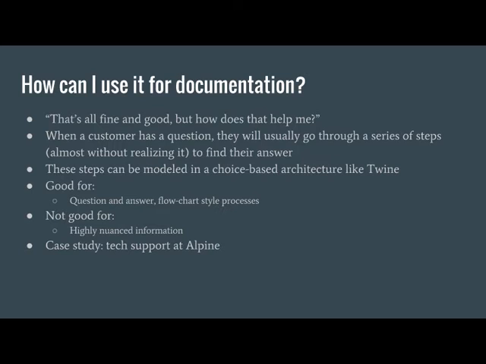So Twine is actually a pretty good choice-based architecture for that. It's good if you have some kind of question and answer flowchart style process where you've got a lot of yes or no questions and you're narrowing down the options to figure out what your problem is or what section you need to look at. It's not so good for highly nuanced information or something very technical where there could be a lot of different cases. But I think that for a lot of problems that customers may run into, this can really help point them in the right direction without even having to contact support and wait for a response.